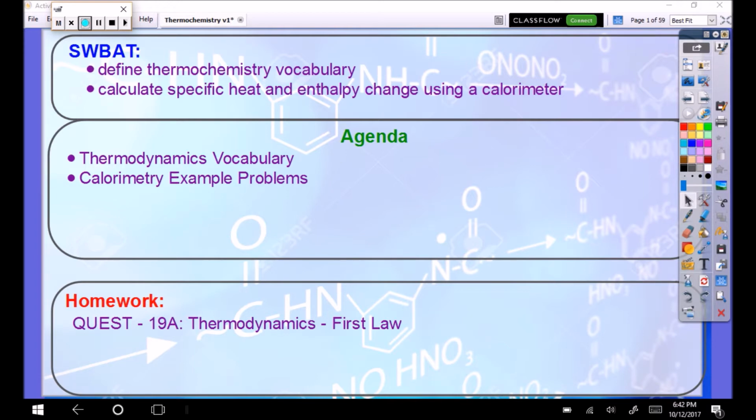We will get into delta E and how to calculate those things in the next playposit. The quest that goes with this is 19A. That's thermodynamics.